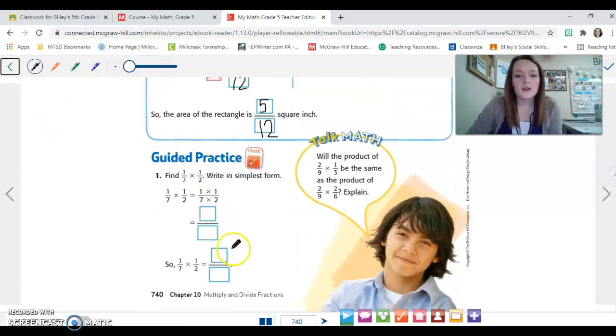Let's look at number 1. For our guided practice, we have 1/7 times 1/2. Remember, we're going to multiply straight across. 1 times 1 is 1, and 7 times 2 is 14. Bada bing, bada boom. Our answer is 1/14, plain and simple.